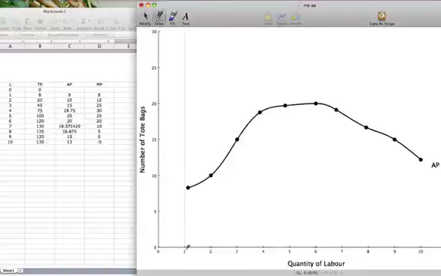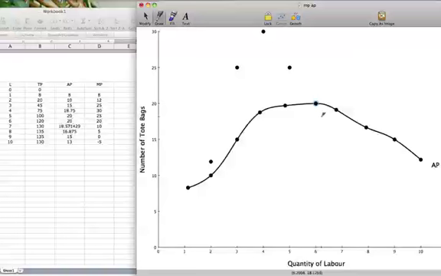So we start where we have 1 unit of labor, and our marginal product is 8. Then our marginal product becomes 12 when we have 2 units of labor. At 3 units of labor, it's 25. At 4 units of labor, it's 30. At 5 units of labor, it's 25. At 6 units of labor, it's 20.